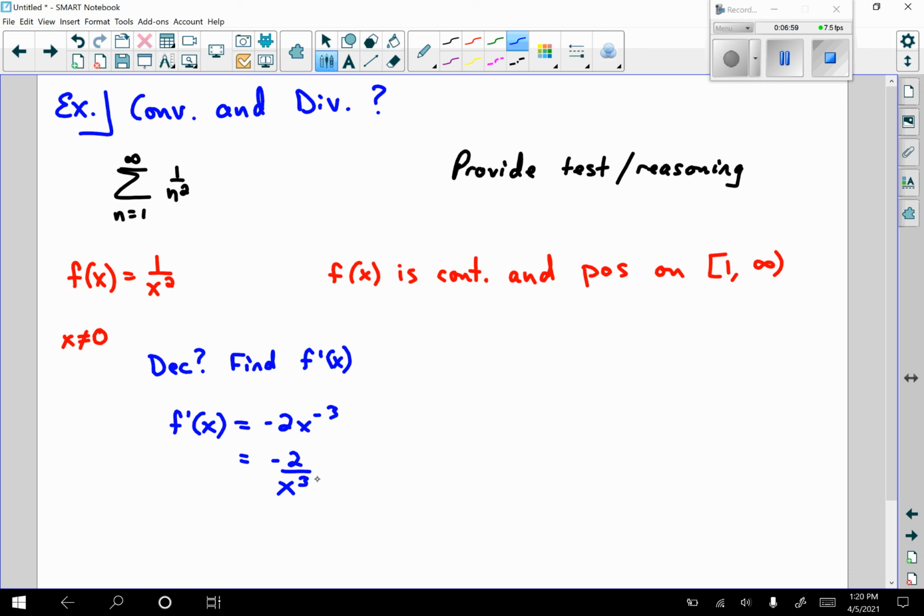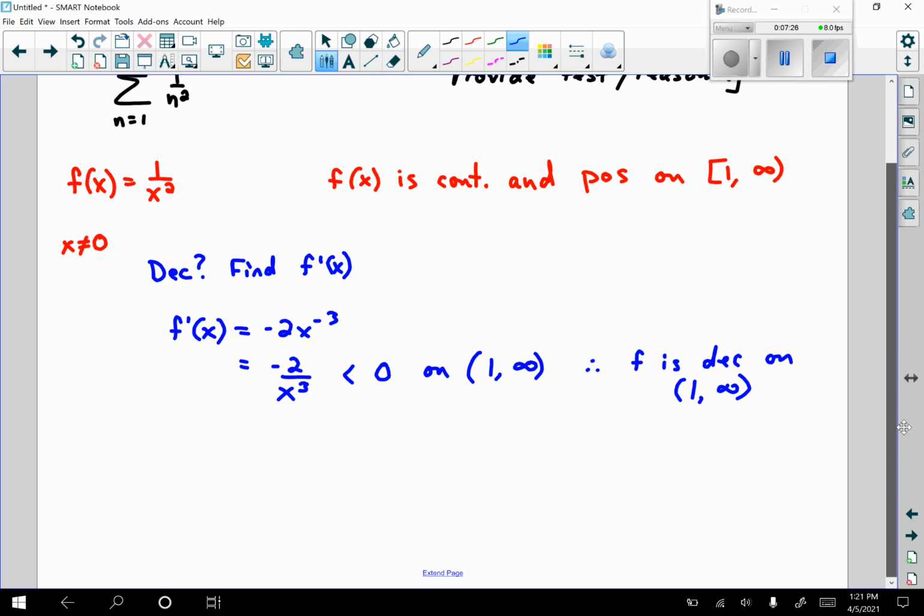Now, if we just pictured some values here, when x is 1, that's definitely going to be negative. And for any value greater than 1, this fraction is still going to turn out to be negative. So we will say f prime is less than 0 on 1 to infinity. We can include the 1 or not, it doesn't matter. Therefore, f is decreasing on 1 to infinity. All right, so we met our condition. So because of all of this, we can now use the integral test.